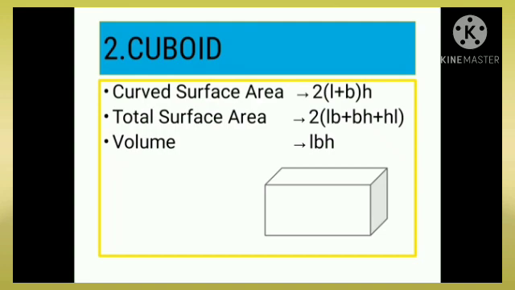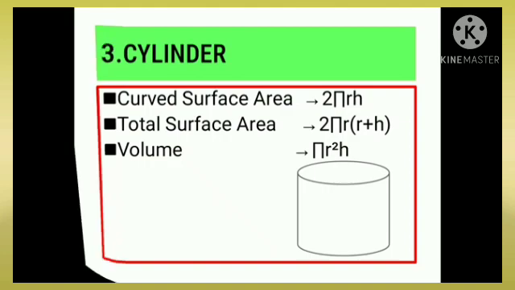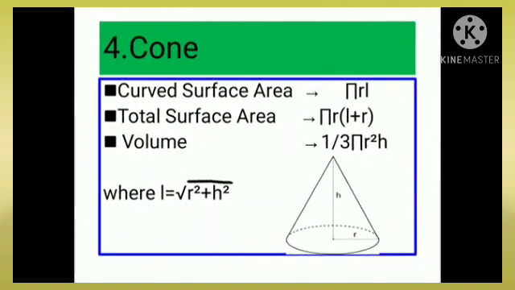So there is cube, cuboid, cylinder. What is the curved surface area of the cylinder? What is the total surface area of the cylinder? How to find the volume of the cylinder? So likewise, we can find out all the formulas for finding surface areas and volumes of solid shapes that we learned in previous classes.